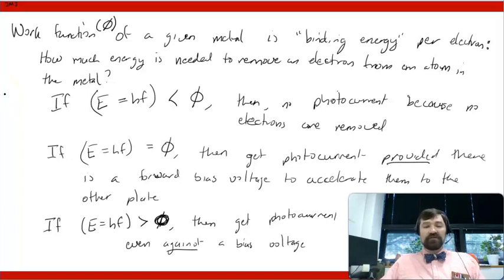If the photon energy is greater than the work function, then the result is that you will typically expect to see photocurrent even against a bias voltage.